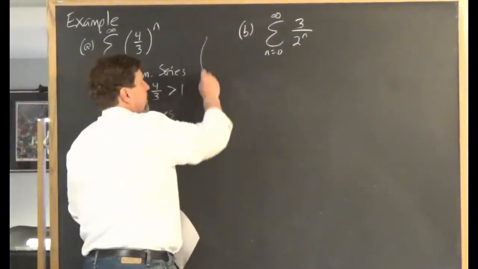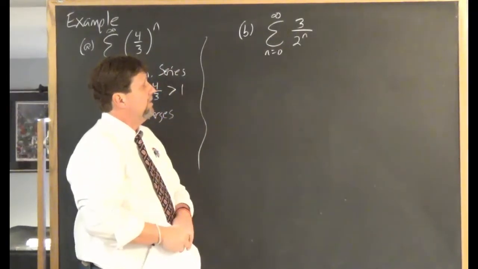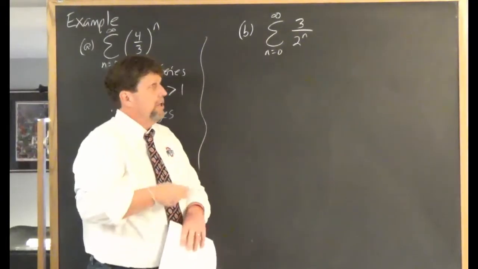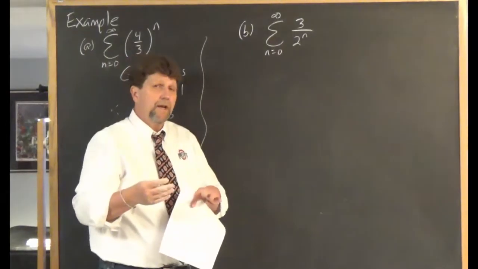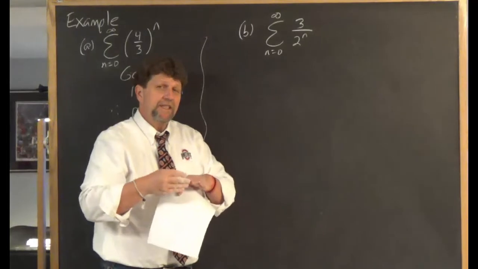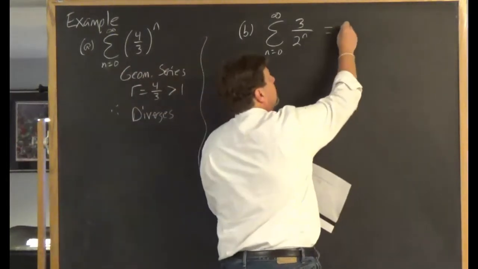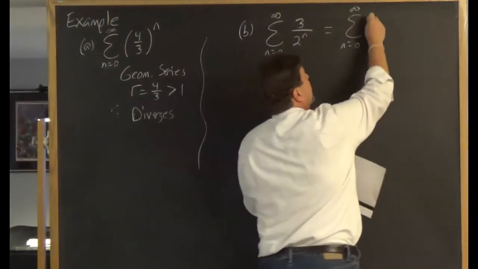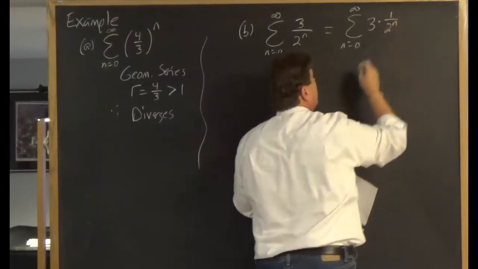So let's look at B. The sum n equals 0 to infinity, 3/2 to the n. Well, when you've been doing this too many years of your life like me, you immediately see that's geometric, but you have to maybe do some manipulations to see that it's geometric. So what do I mean by that? Well, first, 3/2 to the n can be rewritten as 3 times 1/2 to the n.